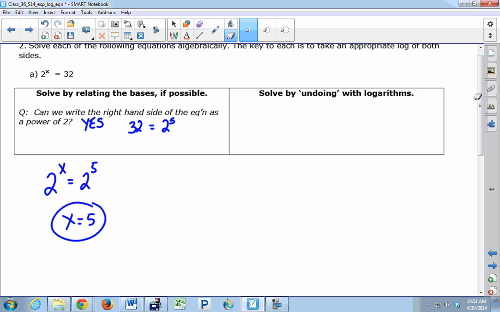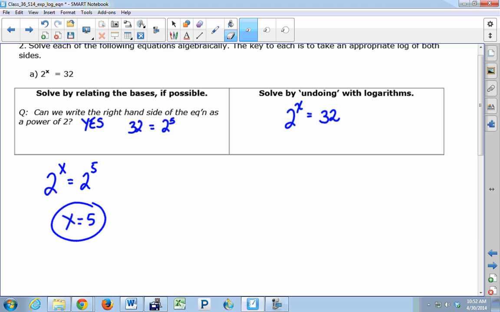All right. Solve by undoing with logarithms. Okay, so we know solving an equation is performing inverse operations on each side. I undo an exponential equation by taking the log of both sides. So you say, well, which log? Well, I'd like to be able to use my calculator to get some approximations sometimes of my answers. So I'm going to use either log base 10, your common log, or a natural log.